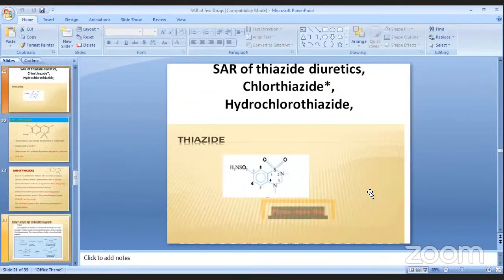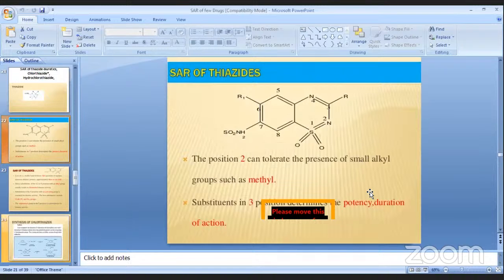Next I am going for the SAR of thiazide diuretics, examples are chlorothiazide, hydrochlorothiazide, benzthiazide. These thiazide derivatives, I am giving you the SAR. Already I have discussed. Still it is very important from the point of view of your exam. So this time you see the structure of these thiazides. This is a benzthiazide.